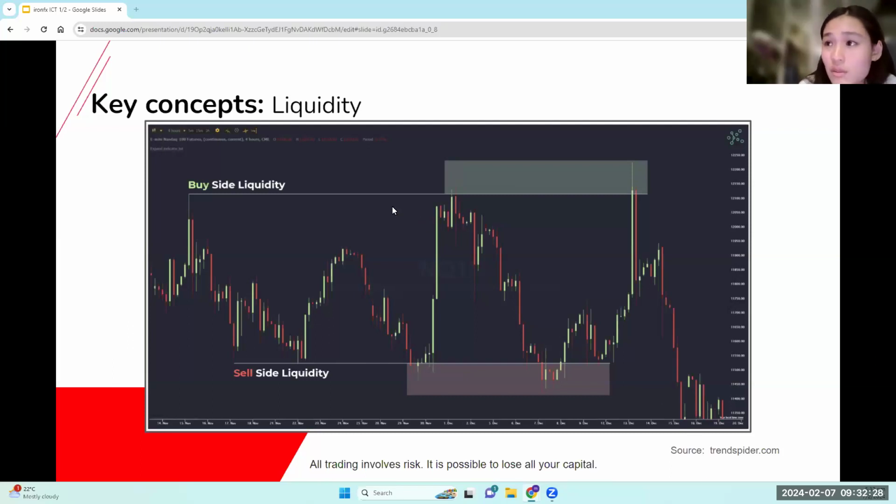You can see normally at these resistance levels, you would expect price to reverse off of these levels. Similarly, for your support levels, you would expect price to bounce off of those levels as well. So that's just basically what we are trying to say over here.